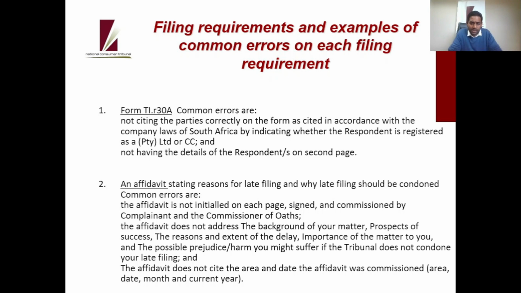The affidavit should, as I've mentioned, address the background of the matter, the prospects, the reasons, the extent of the delay, the importance. Quite importantly, the prejudice you will suffer if you do not get granted that late filing. The affidavit often does not cite the area and dates that it was commissioned. That's important because we need to know when it was commissioned. When it is commissioned is important to when the case had occurred, so that is quite important.